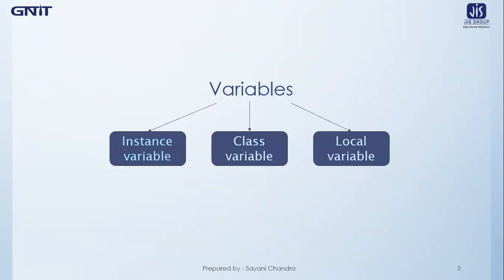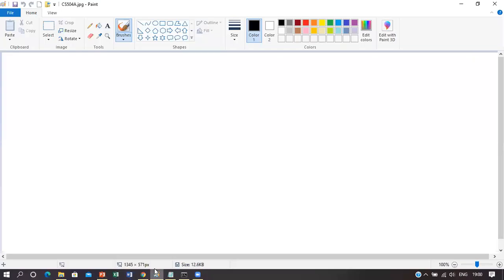So let us discuss variables in detail. A variable is basically nothing but a name of reserved area allocated in memory. In other words, we can say that it is a name of memory location. It is a combination of vary and able, that means its value can be changed. So let us look at what happens in memory when a variable is being declared in Java. Let us take some memory block first. Suppose this is a block of memory.